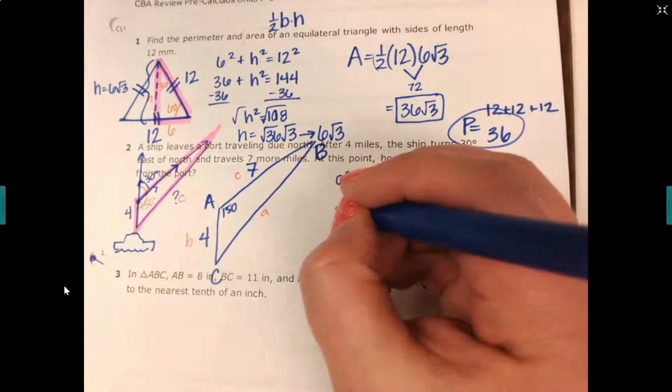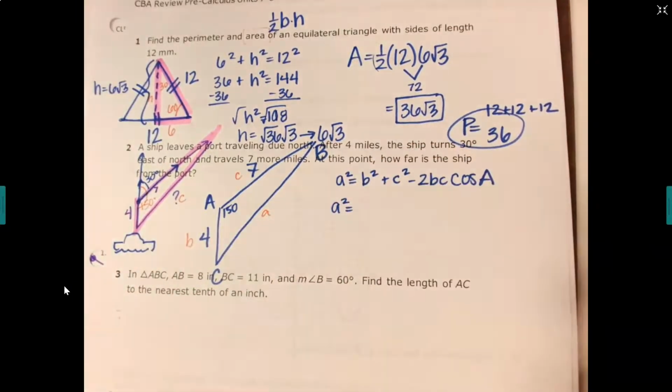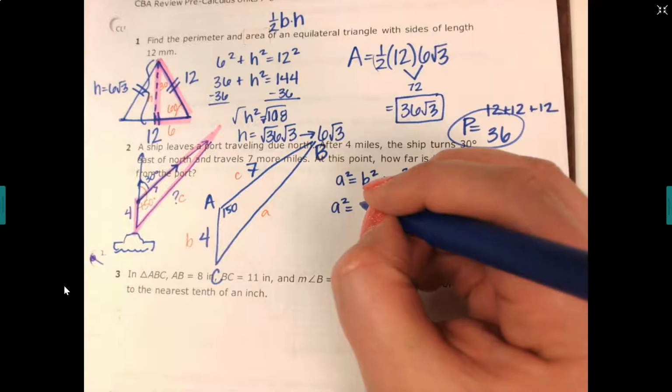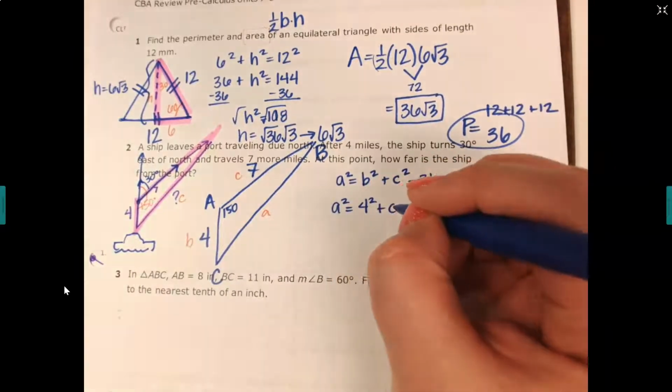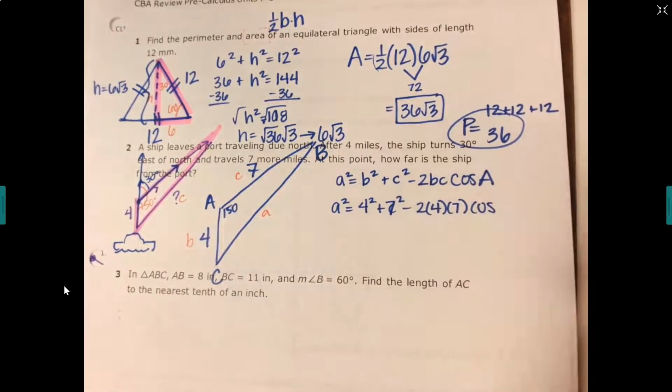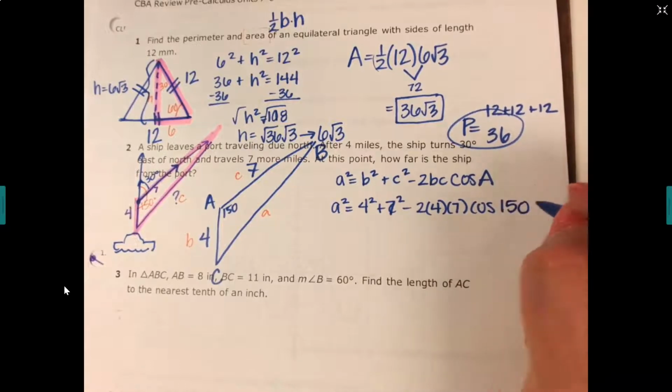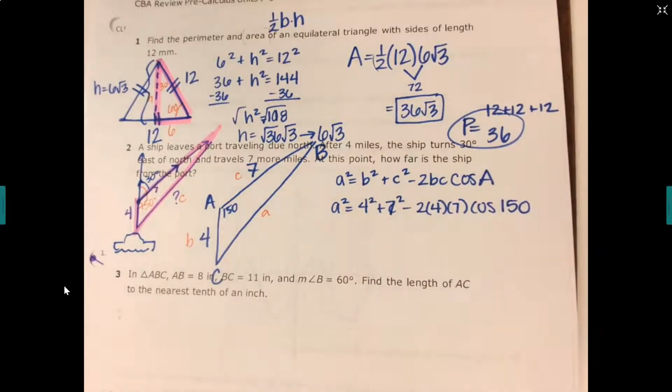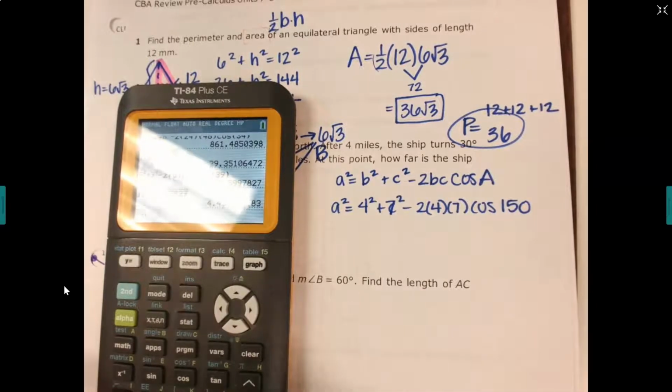So then all I would do is I would say, okay, well then a squared equals, what's b? 4 squared plus c is 7, so that's 7 squared, minus 2bc times the cosine of A. How big is A? 150. And then from there, what am I going to do with this whole side? Type it in. And then that's going to be a squared. Then I'll take the square root. Okay, so 4 squared plus 7 squared minus 2 times 4 times 7 times the cosine of 150.